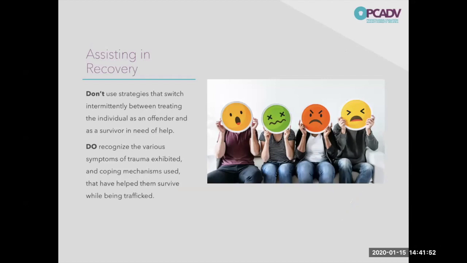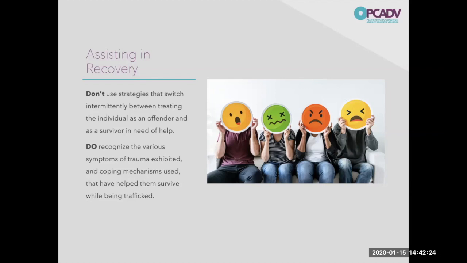We won't use strategies that switch between treating an individual as an offender and a survivor in need of help. What that means is that we're not going to be code switching, and in one case, when we're working with law enforcement, treating them like they're potentially a criminal because they've engaged in prostitution. But then when the officer is out of the room, we'll say, hey, now let's talk about what services we can provide, if it turns out that you're actually a human trafficking survivor.